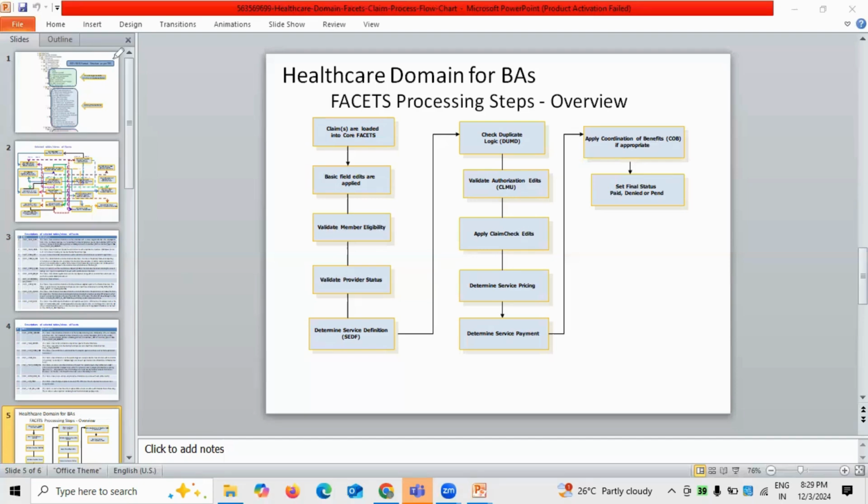Yes. This is what generally we do in the checking application logic. Next, after that, validate authorization edits and all. Next, we need to apply claim checking edits. That is what we generally apply, the claim checking edits, everything over here. Once we have applied them, what will happen? We need to determine the service pricing. That's what I said. For example, an X-ray which is for $12.